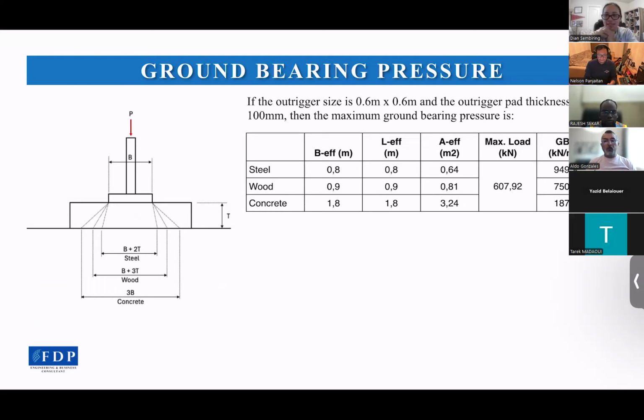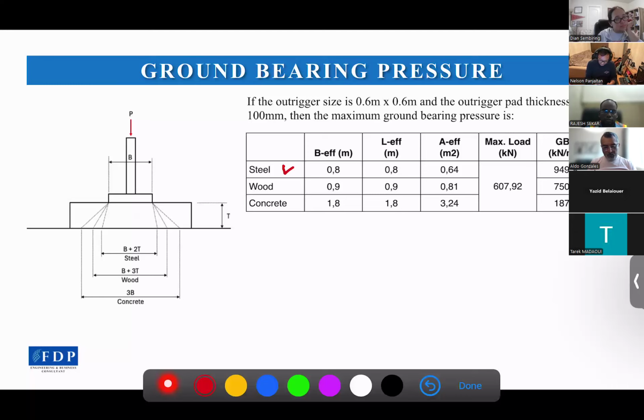Which part do you want to ask, Rajesh? The pad selection, madam. Outrigger pad size selection. Oh, yeah, the size selection. So actually, you are free to choose the size. It doesn't matter how big your pad size is. The important thing here is the thickness and the material. So let's say it's steel, correct?